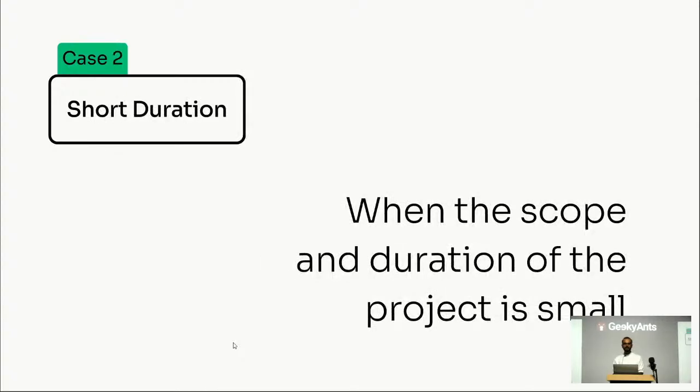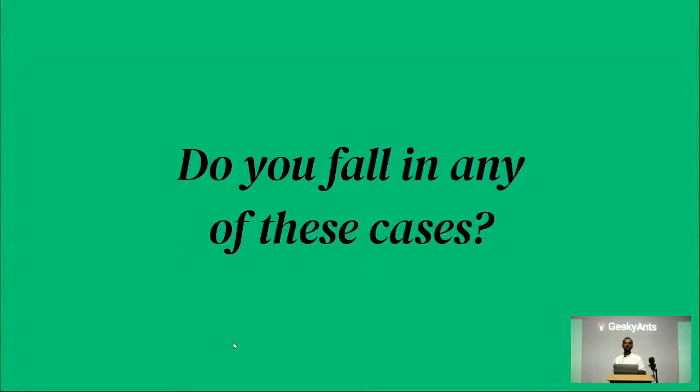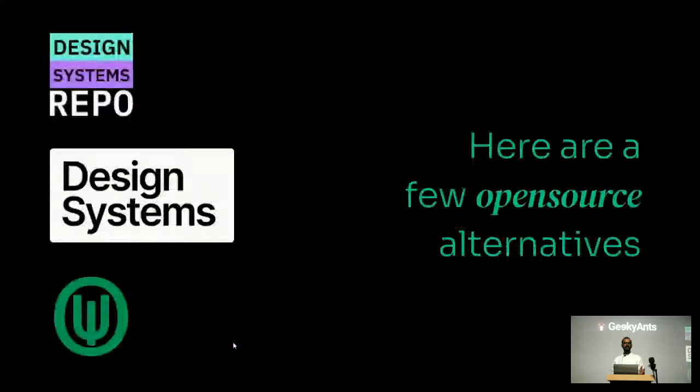When you have a very short duration, I used to work with digital agencies, and they had a very short scope and very short duration for their projects, which was not very feasible for us to work on a design system. We had a component library and a UI library published, but scaling a design system for just 3 months was not very useful. Finding a market fit, when you are in the earlier stages and trying to find the right sweet spot for your product, and you are in the discovery phase, is when you don't need a design system.